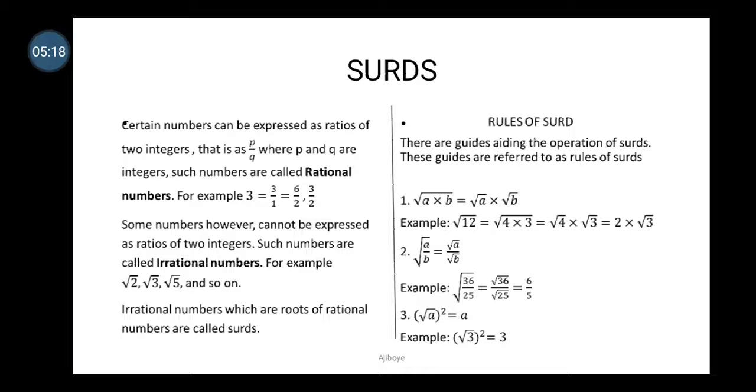12 can be split into a multiplication of factors such as 4 and 3. So the square root of 12 is the same thing as the square root of 4 times 3. And therefore, it is equal to the square root of 4 times the square root of 3. The square root of 4 is 2. And so that will be 2 times the square root of 3. So therefore, the square root of 12 can be expressed as 2 root 3.